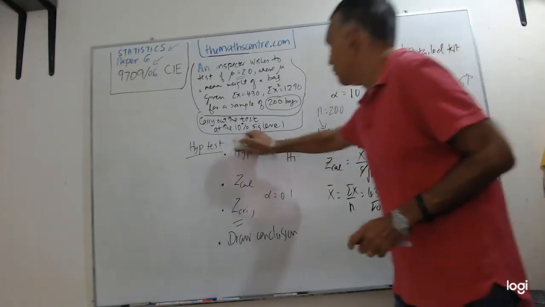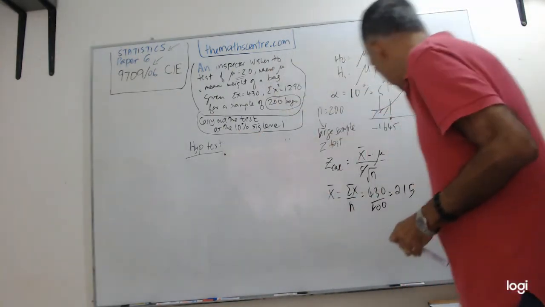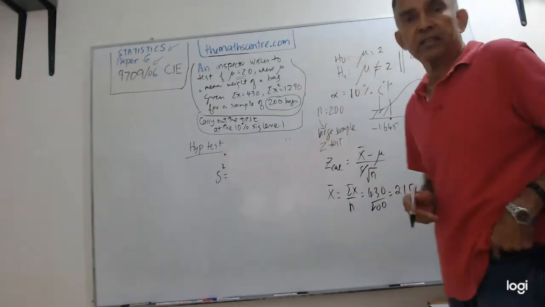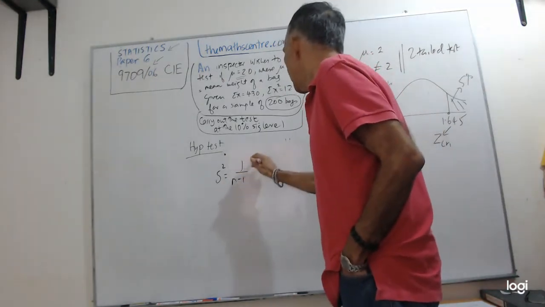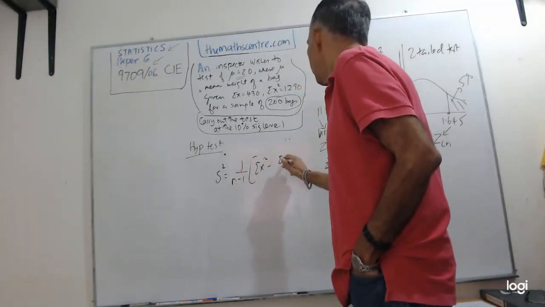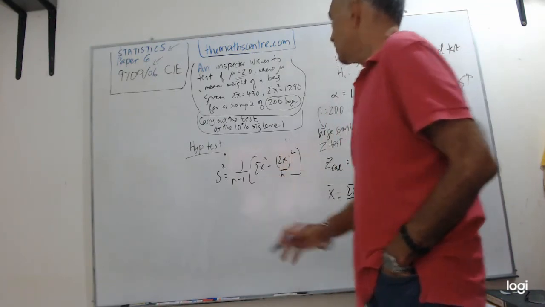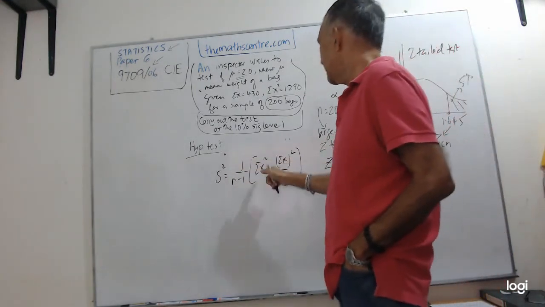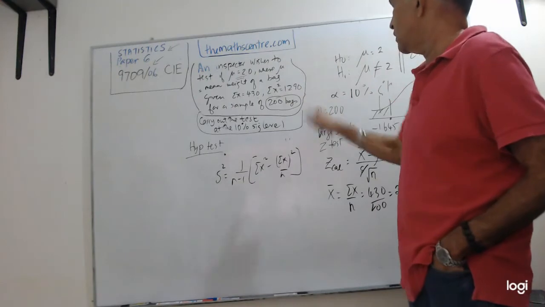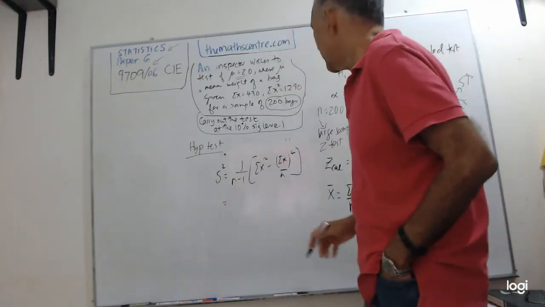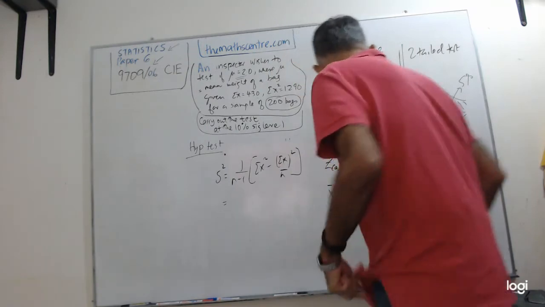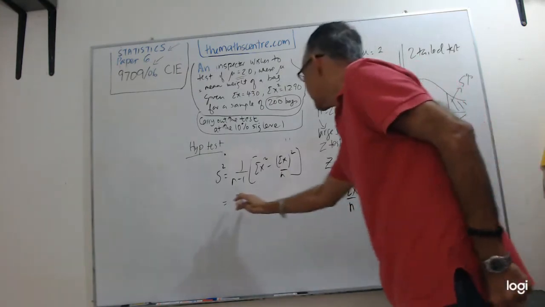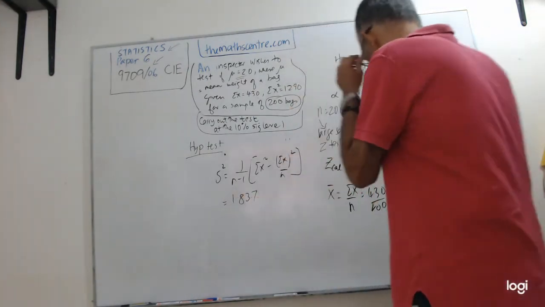Let's work out the unbiased estimate of the variance: 1 over n minus 1, times summation x squared minus summation x, whole thing squared, over n. You know all the numbers here. N is 200, so it's 1 over 199. Summation x squared they gave us 1290, and summation x is 430. Plug all the numbers in, and you will get 1.837.